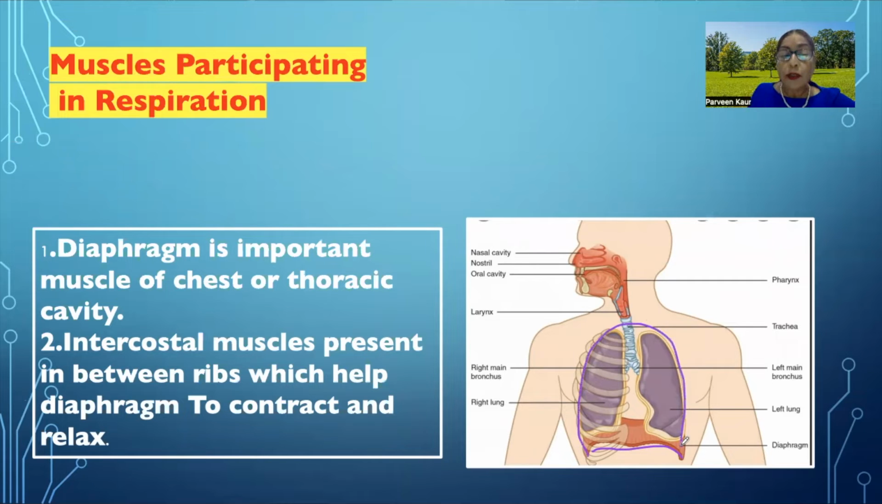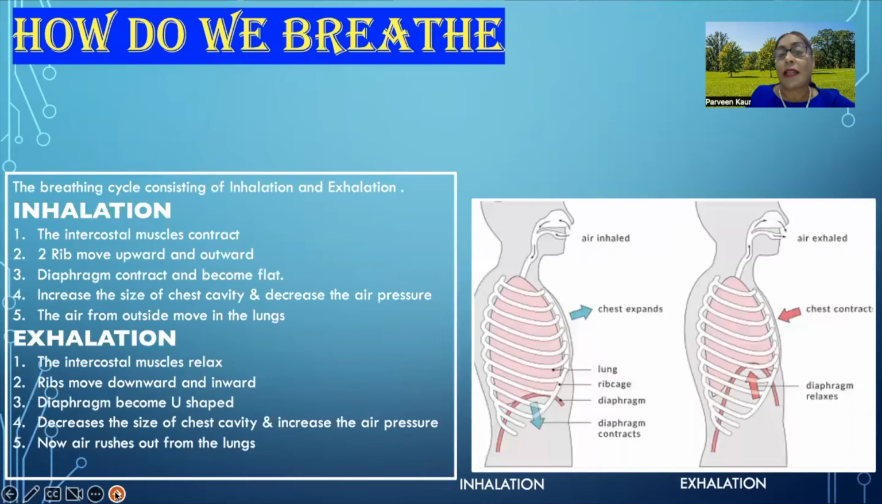So intercostal muscles are present in between the ribs. These are the ribs, this white color structure. In between the ribs, they have the intercostal muscles, which help the diaphragm to contract and relax. So due to the contraction and relaxation of the diaphragm, inhalation and exhalation take place.